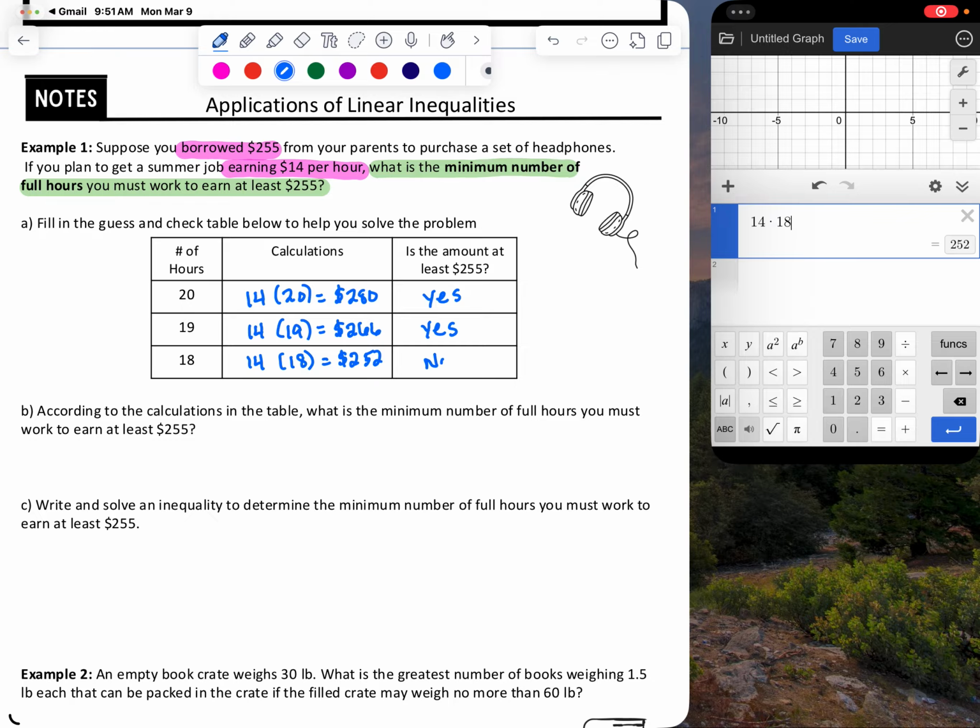So according to the calculations in the table, what is the minimum number of full hours you must work to earn at least $255? So that would be 19. That was the minimum that you could work to earn at least $255, according to our table calculations.